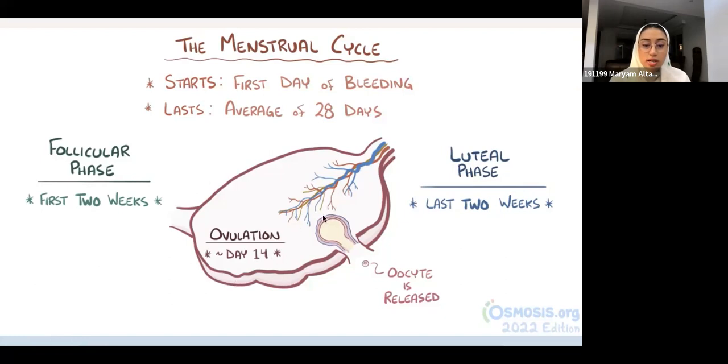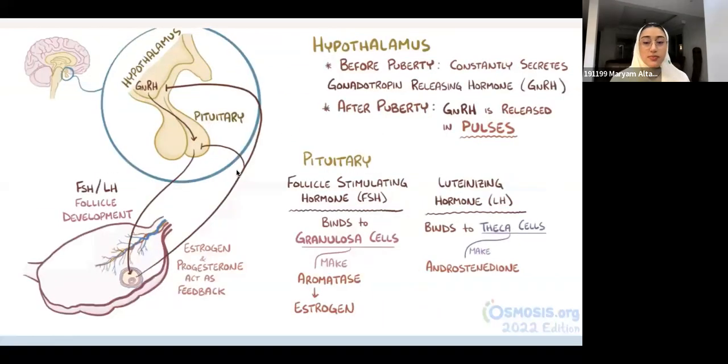And so ovulation is actually the day when this oocyte is released because of an increase in two hormones, LH and FSH. All right, and we're going to go into more detail with that in a second.